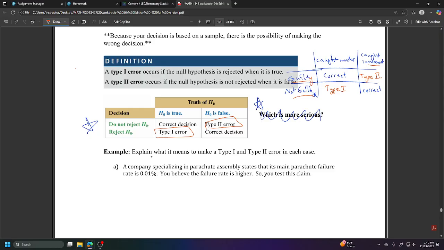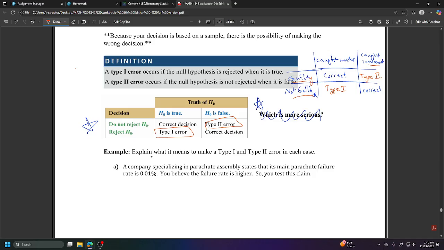So I guess my other teacher really likes this one. She says, which is more serious? I'm going to go ahead and ask you guys. What would be more serious? Being an innocent going to jail forever? Or having a murderer still run around the streets? Which is more serious?